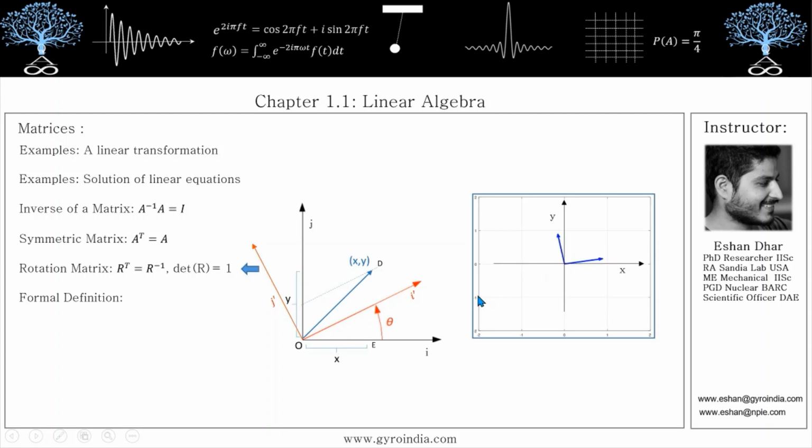We shall now see how we arrive at a rotation matrix. Consider these two frames of reference, i hat, j hat, where the red frame of reference is rotated by an angle theta. The coordinates x, y, when seen from the rotated frame, can be derived using simple geometric relationships.